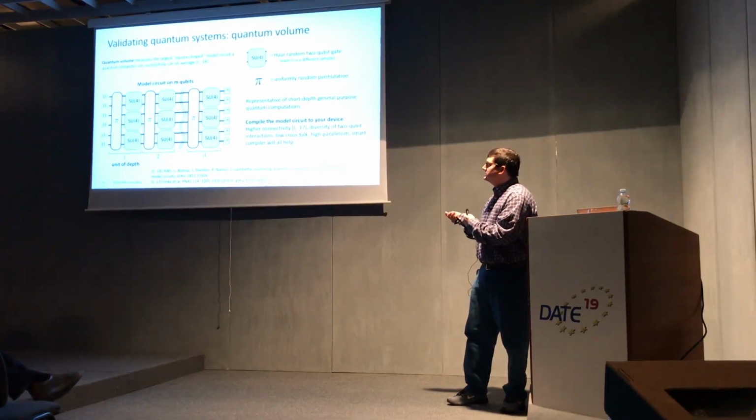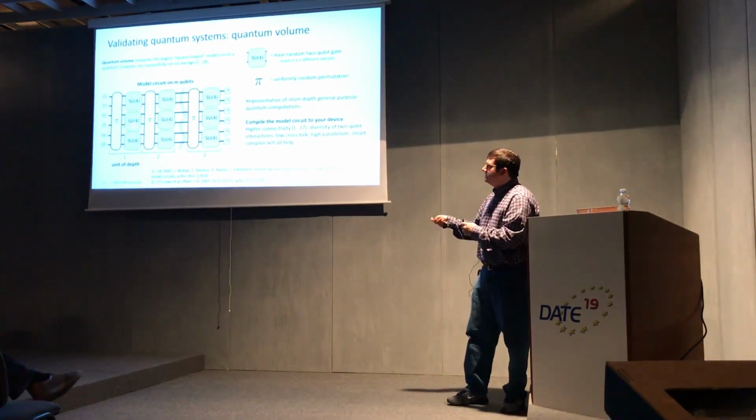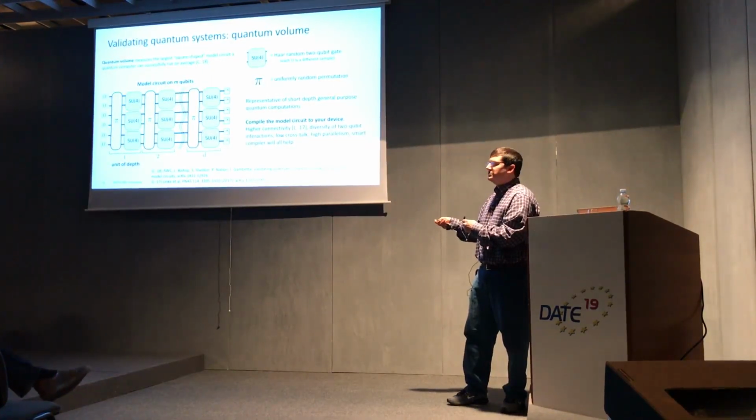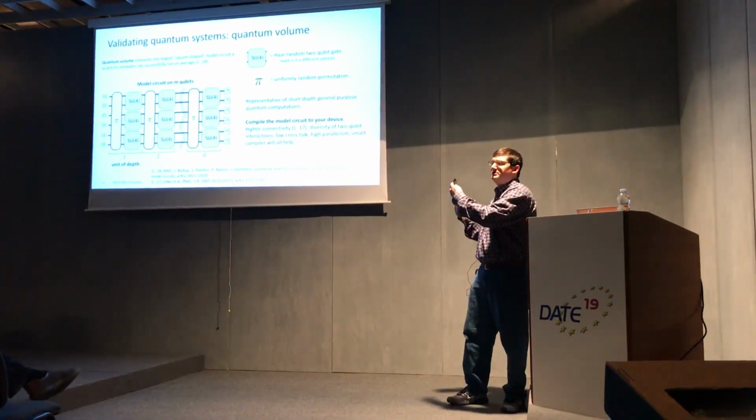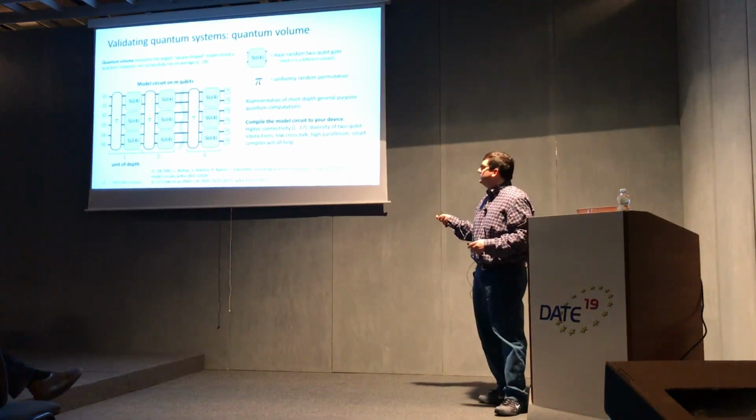So we look at circuits that we call model circuits. These are idealized random circuits where in each layer you apply 2 qubit gates between random pairs of qubits. And you're applying random 2 qubit gates each time. So in this example, I pick 3 random 2 qubit gates, and I partition the qubits into control and target, and I apply them. Then I choose a different partition of qubits. That's what this permutation is. I scramble the wires. I do it again and again and again.